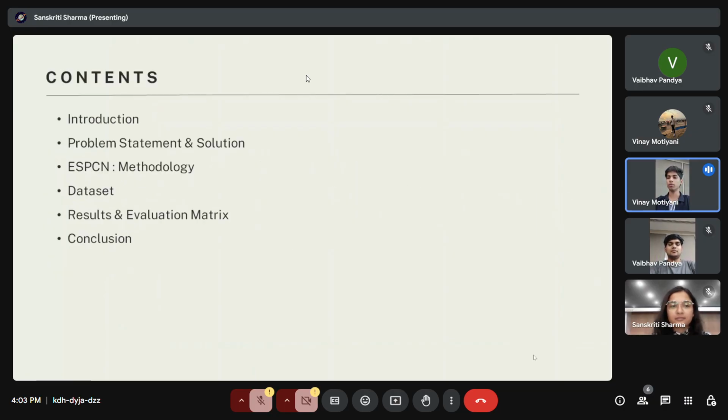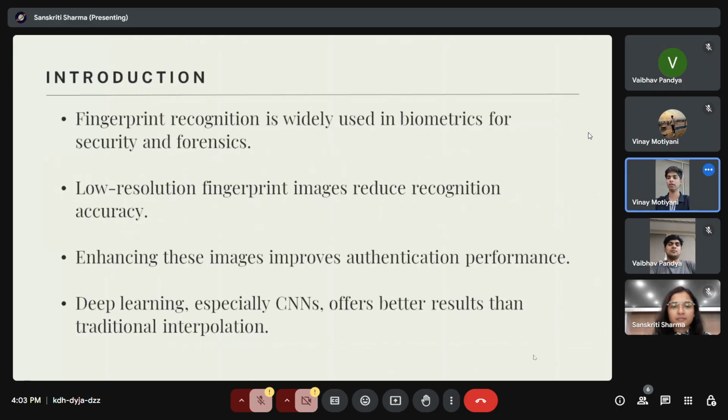Fingerprints have been one of the most trusted forms of biometric identification, but in real world situations like low quality sensors, partial prints, or noisy data, the fingerprints we capture often lack the resolution needed for accurate recognition. That's where super resolution comes in.